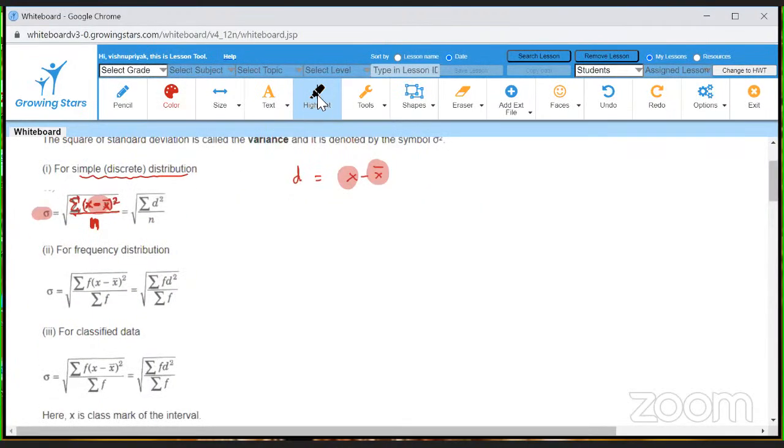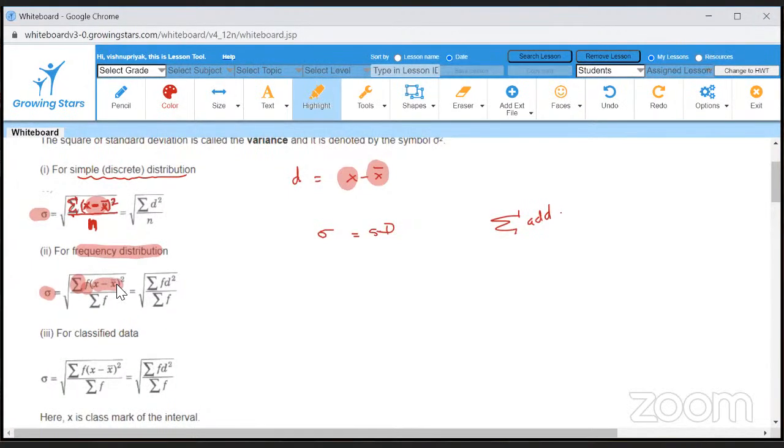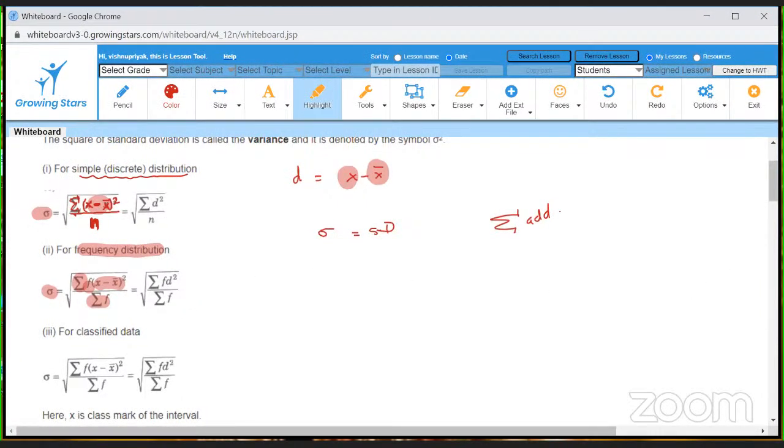But suppose you have a frequency distribution, then you will use square root of this. This is one type of sigma. This is another type of sigma. Both are sigmas. This sigma is standard deviation. This sigma is for addition. So standard deviation is square root of sigma f times deviation square by sigma f, which you can write like this also.